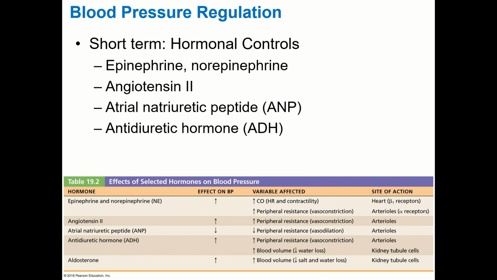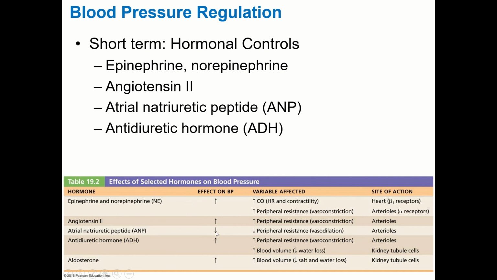The atrial, even I'm struggling with this one, natriuretic peptide, or ANP, we'll stick with ANP. I wish they'd ordered this table a little bit differently, because you can see that all the other ones we talked about cause increased blood pressure, increase.